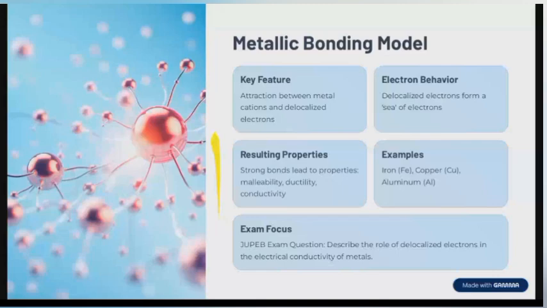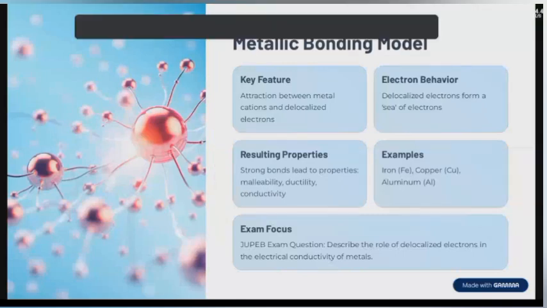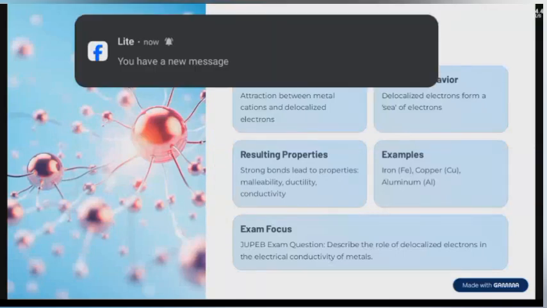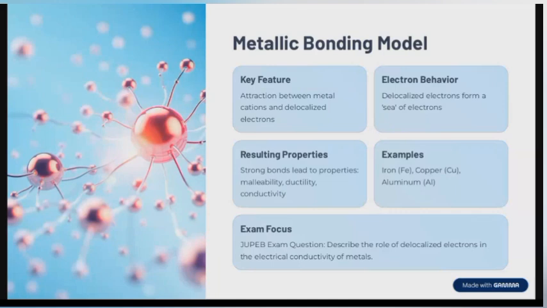For exam purposes, they could ask you to describe the role of delocalized electrons in the electrical conductivity of metals. So how do the delocalized electrons contribute to electrical conductivity? These delocalized electrons are free to move around. When you apply a potential difference across the metal, it means you put a positive and a negative end on the metal.